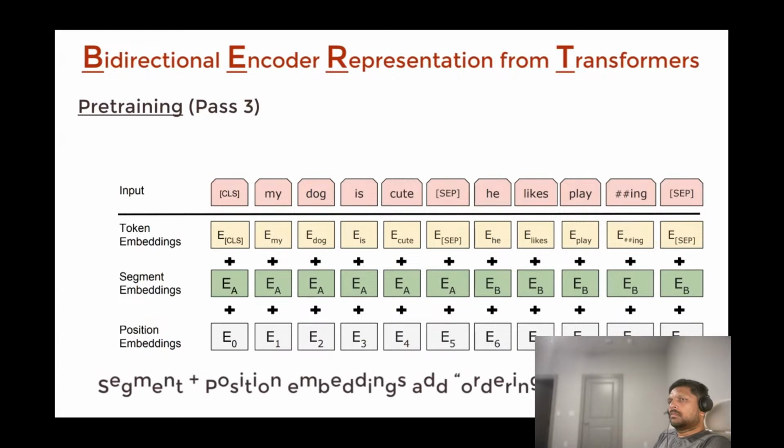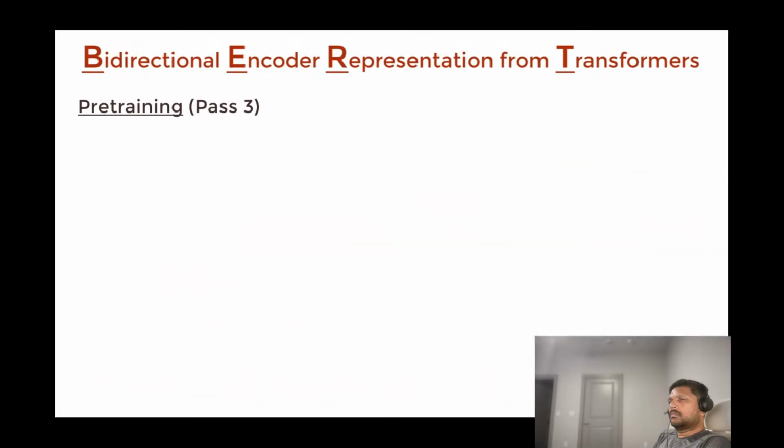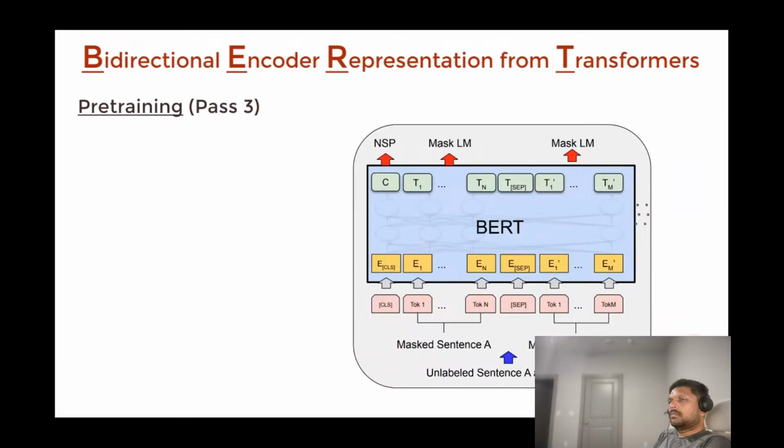The segment and position embeddings are required for temporal ordering since all these vectors are fed in simultaneously into BERT, and language models need this ordering preserved. Cool. The input is starting to piece together pretty well. Let's go to the output side now.